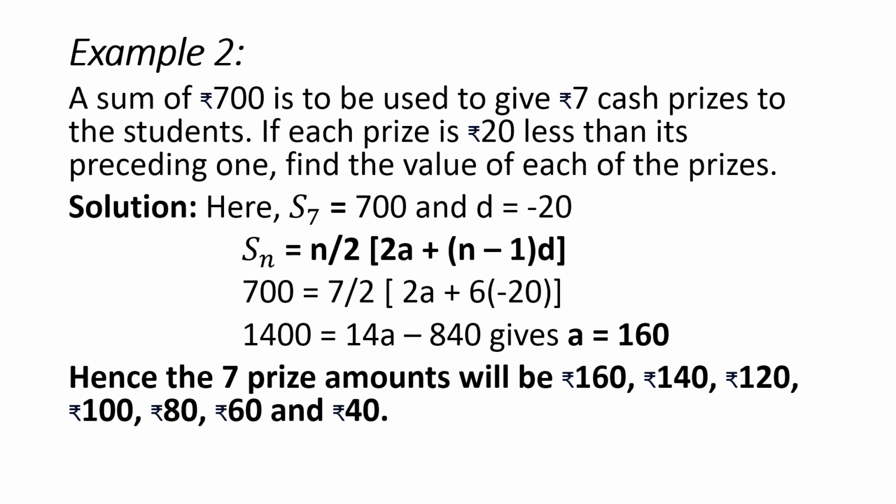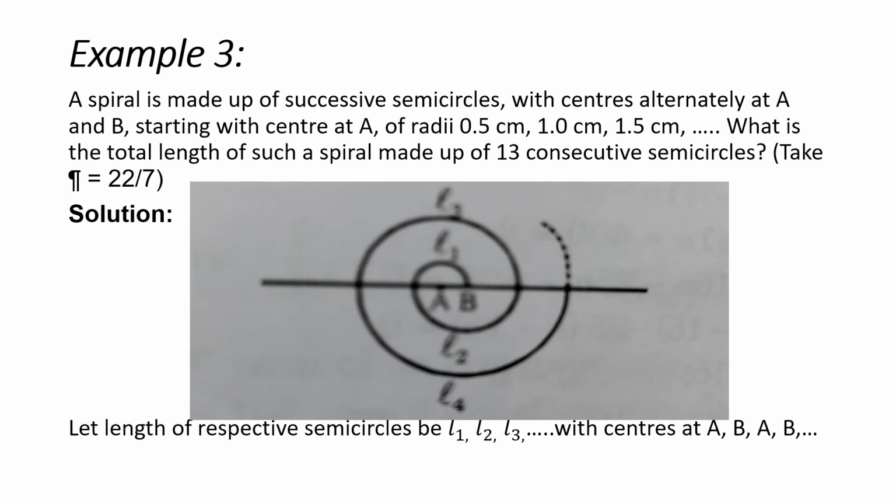Example 3. A spiral is made up of successive semicircles with centers alternately at A and B, starting with center at A. The radii are 0.5 cm, 1 cm, 1.5 cm and so on. What is the total length of such a spiral made up of 13 consecutive semicircles? Remember, take the value of pi as 22 by 7.